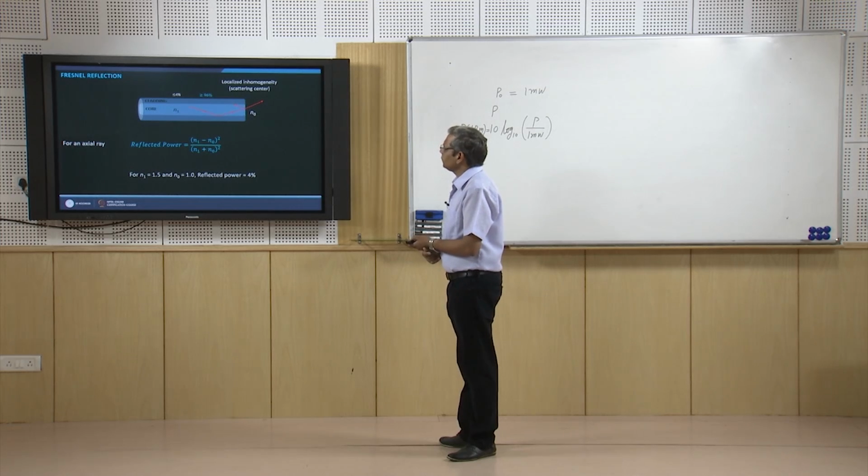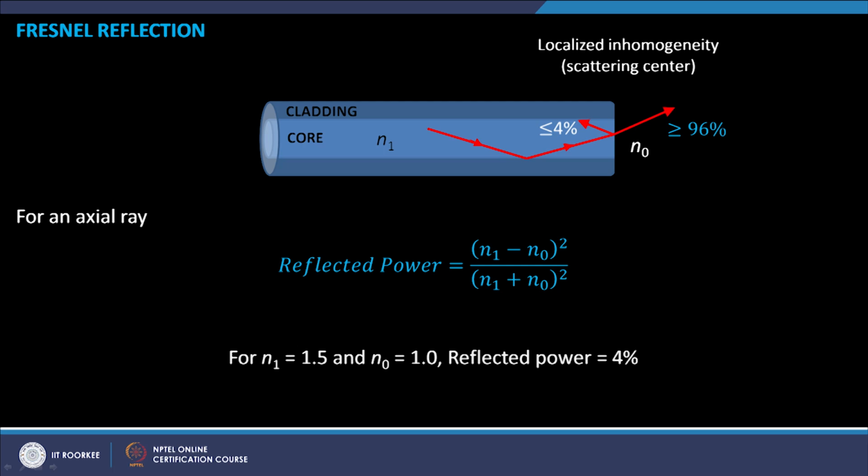Now, the next is Fresnel reflection. When light hits the output end of the fiber, there is an index contrast. Here you have the core with refractive index N1, and here you have air with refractive index N0, which is 1 basically. For an axial ray, because of this index contrast, the reflected power is given by (N1 minus N0) whole square divided by (N1 plus N0) whole square. For glass, if I take N1 equal to 1.5 and N0 for air equal to 1, then the reflected power is about 4%.